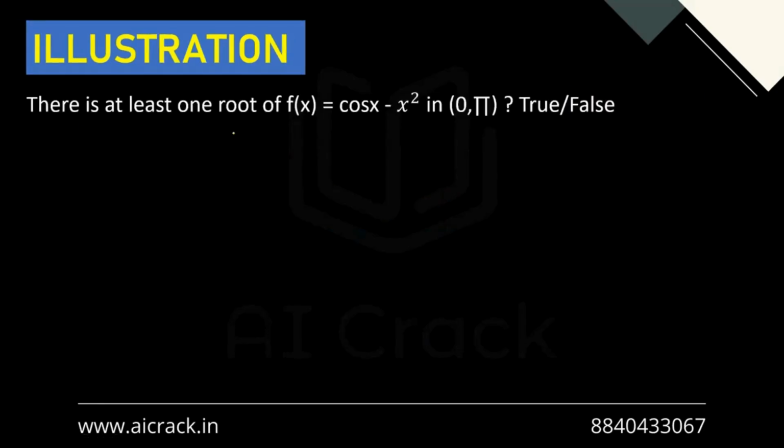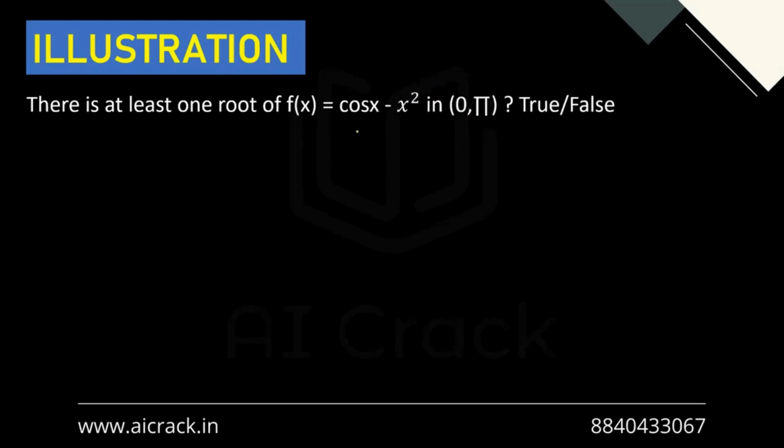And now let's solve this question. There is at least one root of f of x equals cos x minus x square in 0 to pi, true or false. So all we have to do in this question is find out if the function is continuous or not. And we have been given the range and we have to see if f of 0 dot f of pi is less than 0 or not, right? Only in that case, we have a root between 0 to pi.